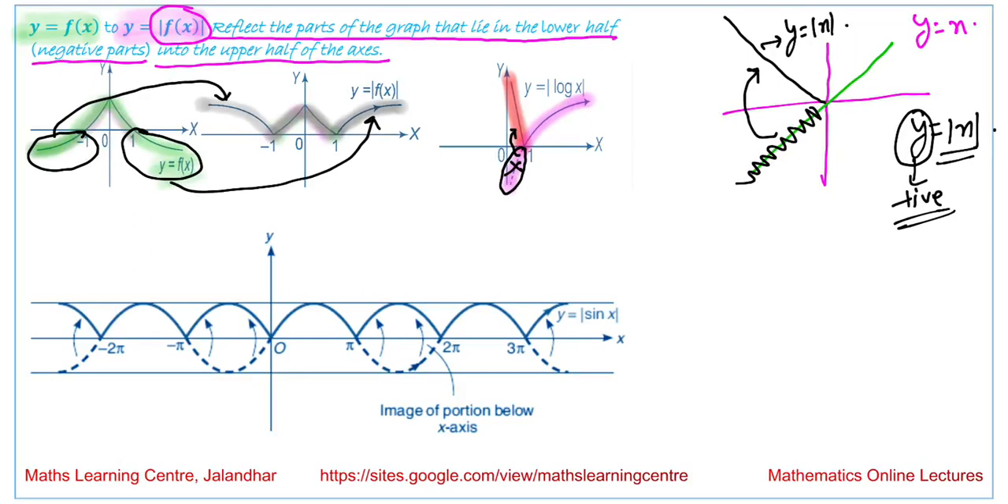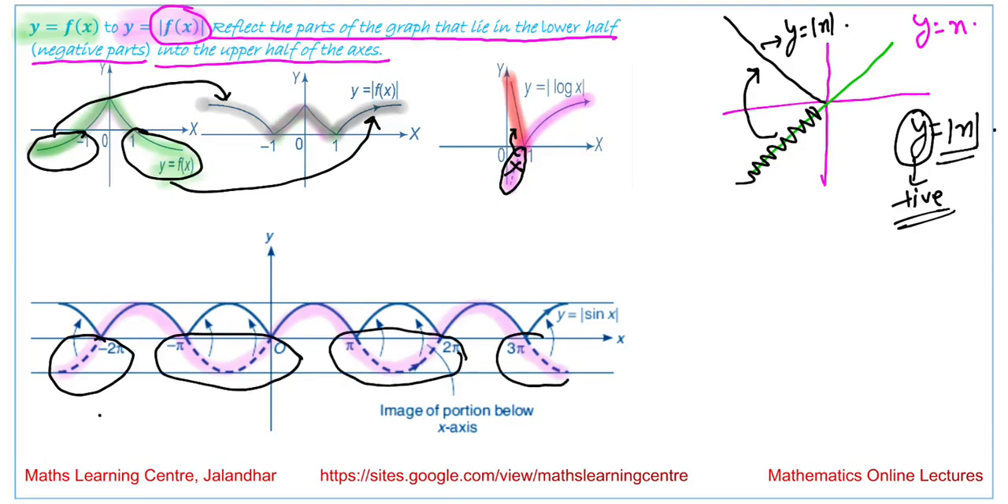Similarly, next we are talking about the function y is equal to sin x. This is the graph of the function y is equal to sin of x. Now if we look at the negative portions, negative portion means this portion, which is below the x axis. We are talking about this portion, below the x axis, and this portion, and this portion, all below the x axis, and we have to reflect them along the x axis.